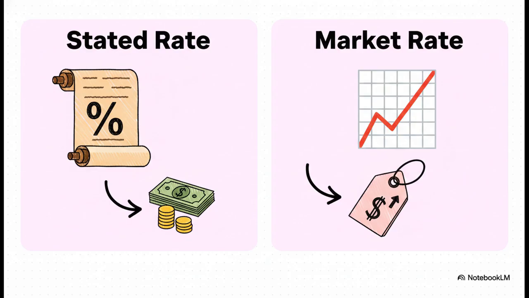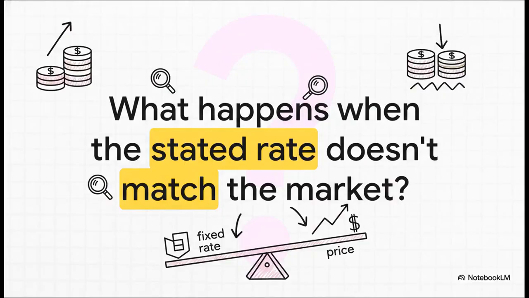But on the other side, you've got the market rate. This is the real-world rate that's always changing. It's what investors can get from other similar bonds right now. And this rate, this is what determines the price someone is actually willing to pay for that bond today. So that brings up the big question, right? What happens when the fixed rate a company is offering doesn't match what investors can get somewhere else in the market? I mean, the company can't just change the rate that's printed on the bond. So something else has to give, and that something is the bond's selling price.